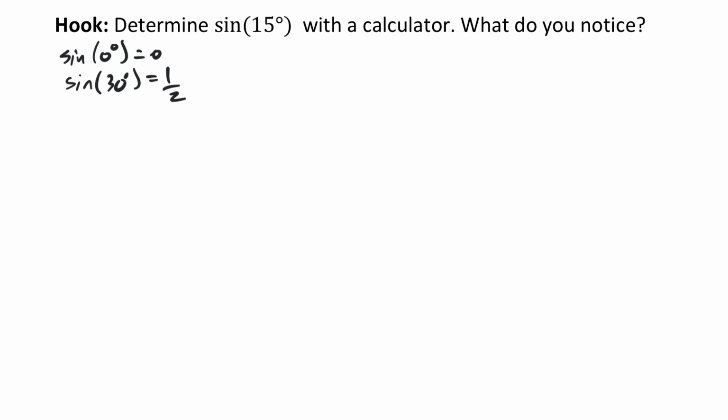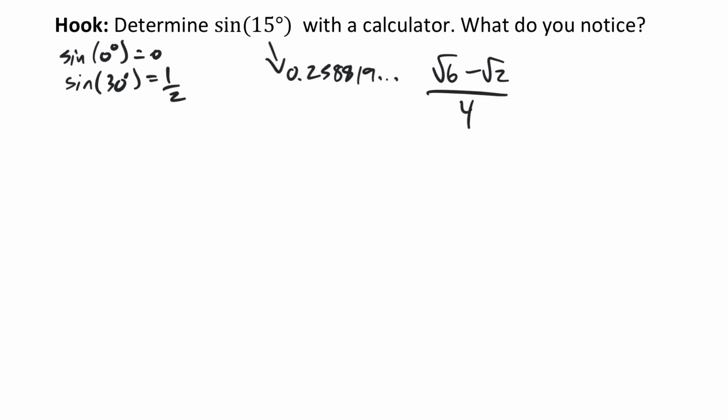So go ahead on your calculator, type it in, and if you have just a silly calculator, it'll have something like 0.2588819 and so on, but that's not as nice. If you have the Mr. Peters approved calculator, you should get root 6 minus root 2 over 4.